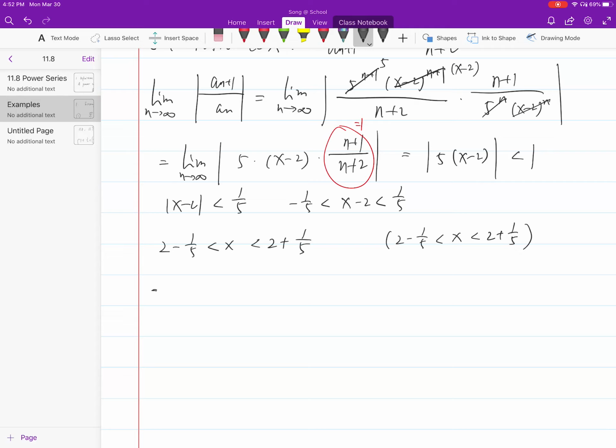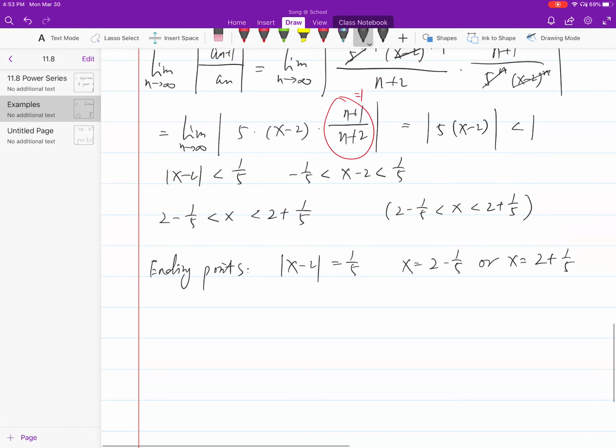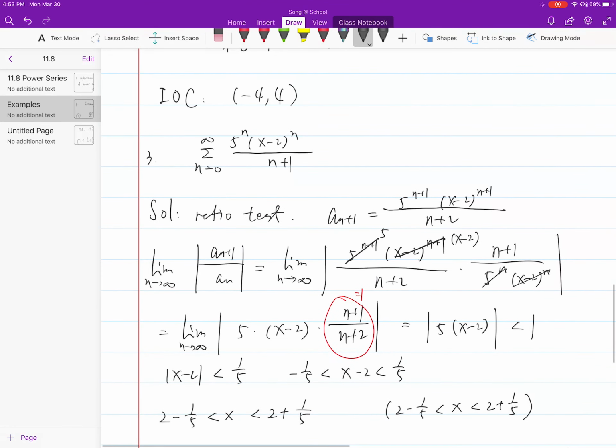So check the endpoints. That happens when this equals 1/5. That means x equals 2 minus 1/5 or x equals 2 plus 1/5. Okay, you can go ahead and simplify. I chose to not simplify because you see the structure more clearly. Let's take a look. Okay, this here is the original thing. Let's plug it in.